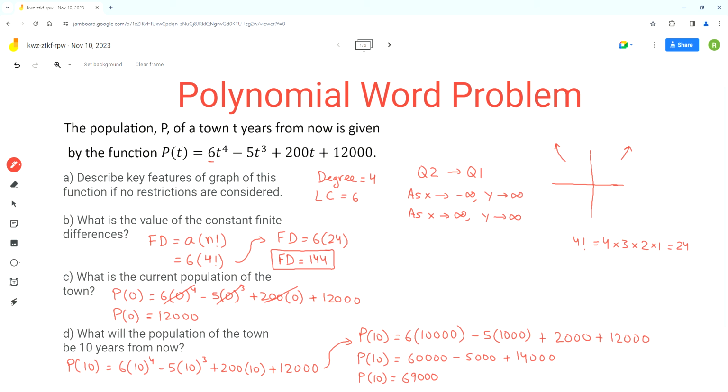So this should be the final answer for part D. The population of the town after 10 years is 69,000.